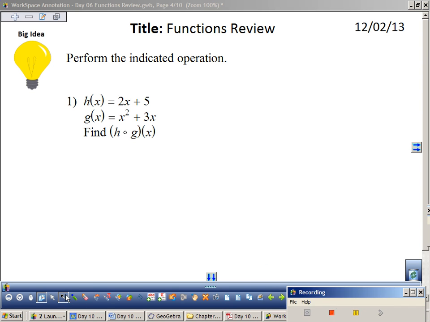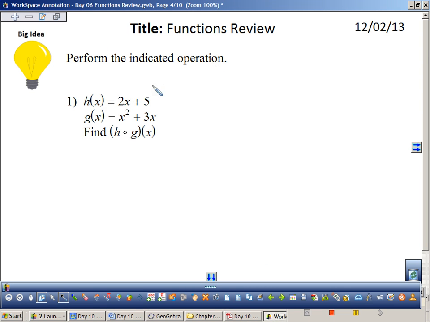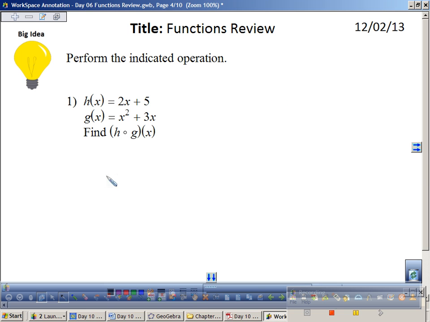Let's do a functions review. So perform the indicated operation. Remember this? No. A little bit? Okay, so how this is going to work is we're going to talk about our steps as we do the problem, to kind of refresh our memory. So I'm going to write steps as I go.